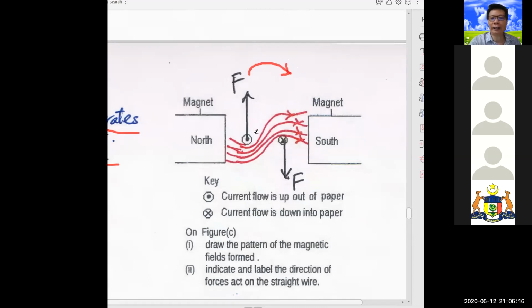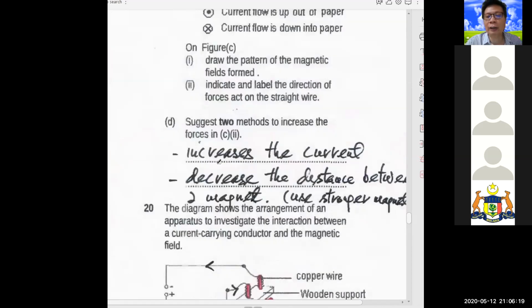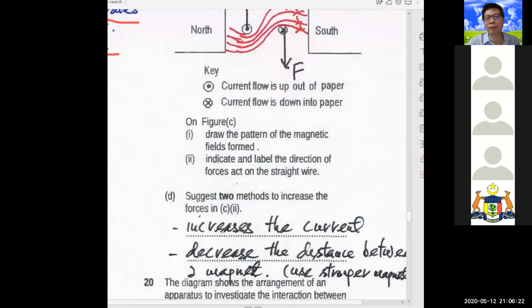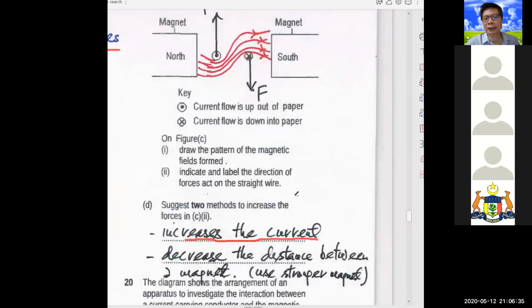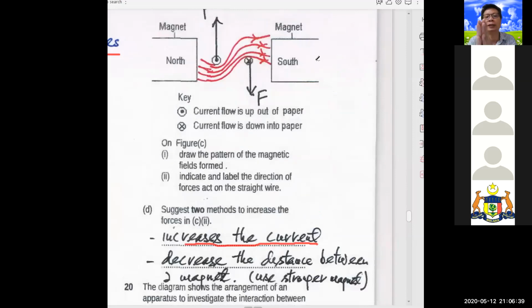Okay, right, next. Suggest two methods to increase the force, to make the force stronger. Okay, first, increase the current. This is straightforward. You increase the current, so the force becomes stronger, right? The second method, decrease the distance between the two magnets, make these two magnets closer. When you put two magnets closer, the magnetic field becomes stronger. Or lastly, we can say use a stronger magnet. So you either use a stronger current, or you use a stronger magnet, to increase the force.